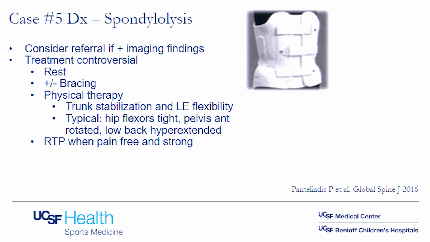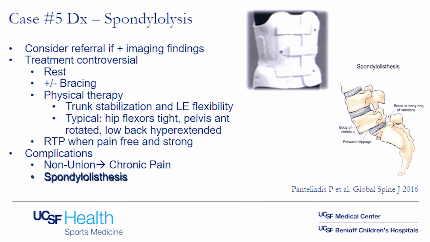We do know that if it's bilateral, they have an increased risk of moving on to spondylolisthesis. Anywhere from 45 to 75% will end up with a grade 1 or grade 2 slippage. So management is different if it's bilateral or unilateral. And this is why I'm saying that management is a little bit controversial with bracing.